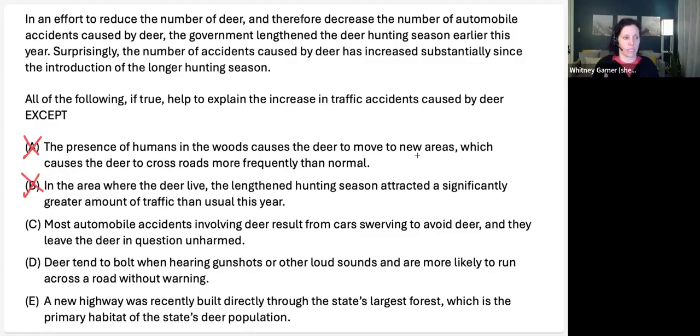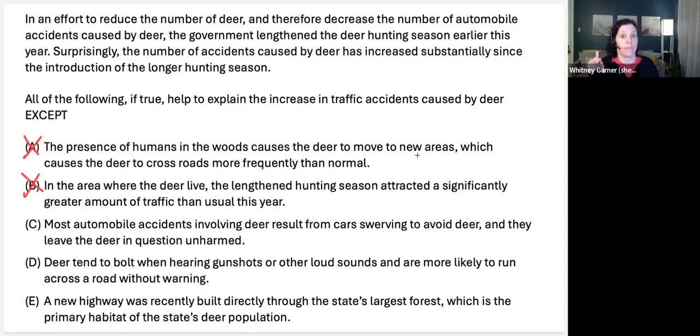C, most accidents involving deer, well, they tell us how they happen. Car swerves, they leave the deer fine, but then they wreck the car. I don't know how that tells me that there would be more or fewer accidents, so I'm going to leave it.